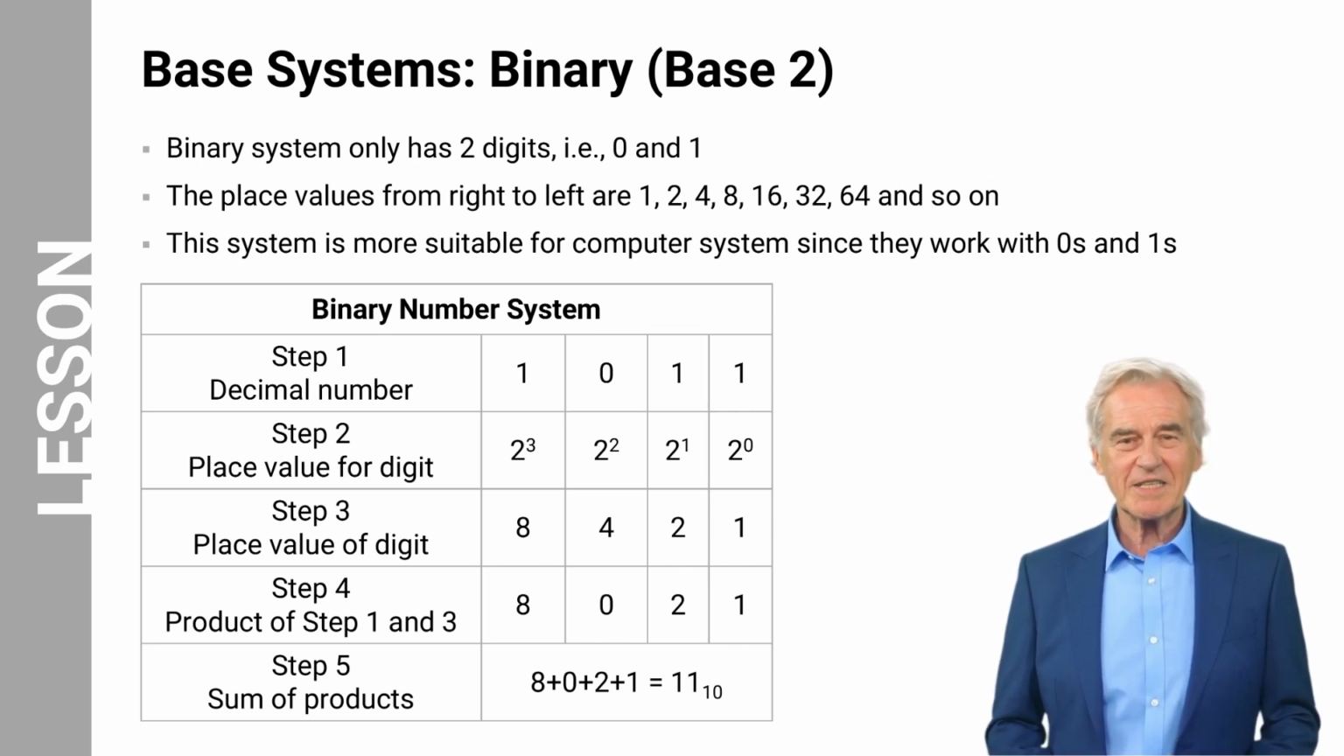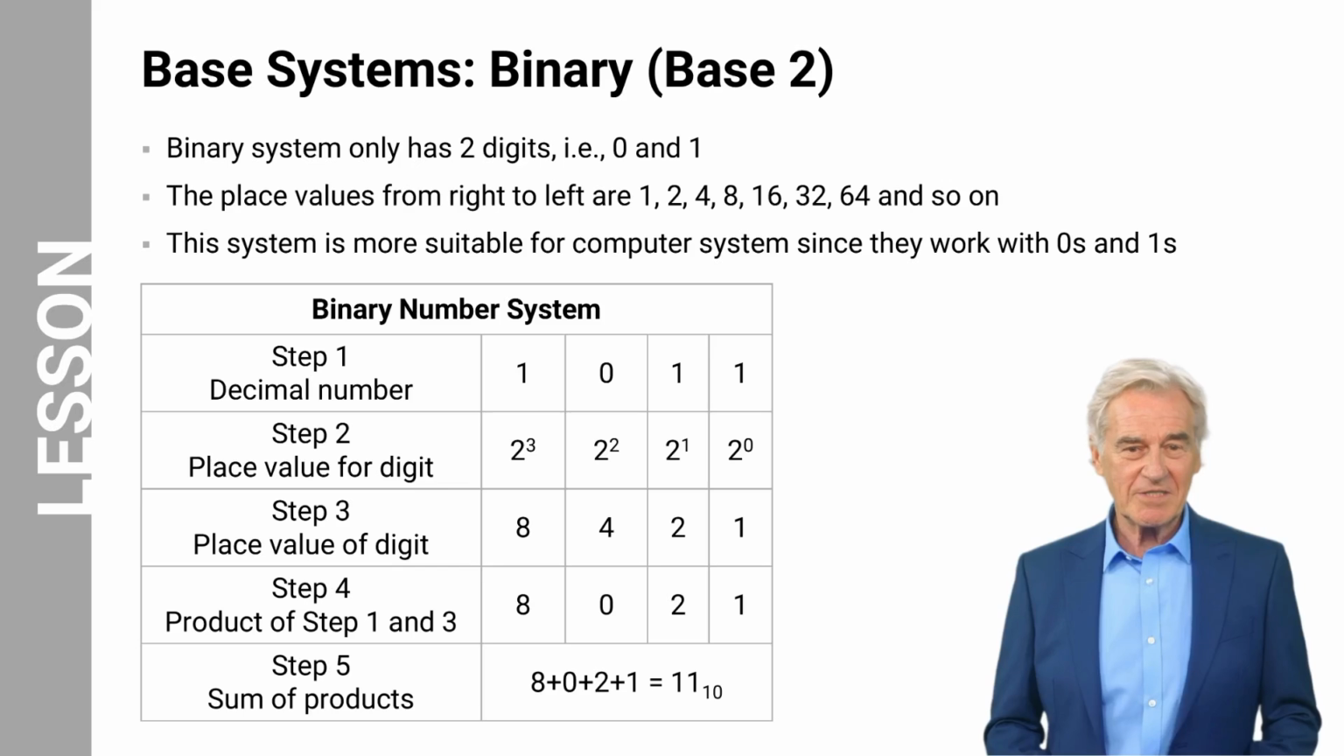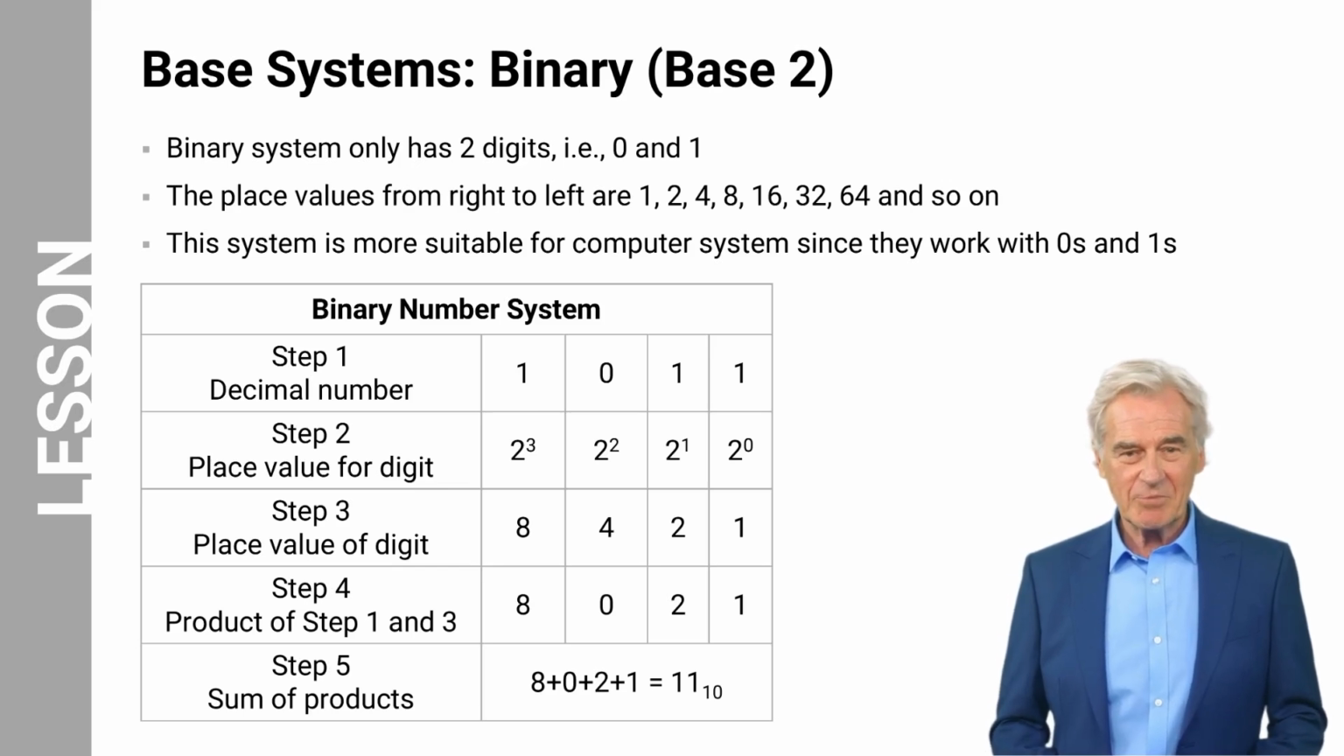First, identify each binary digit from left to right: 1, 0, 1, 1. Then, determine their place values using powers of 2. 2 to the power of 3 equals 8. 2 to the power of 2 equals 4, 2 to the power of 1 equals 2, and 2 to the power of 0 equals 1, as binary place values double each time moving left.